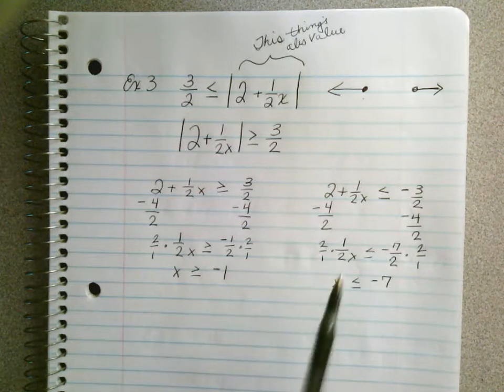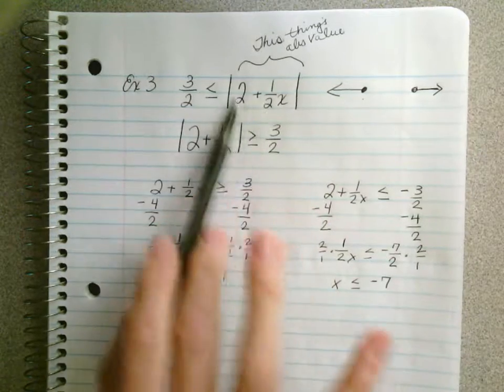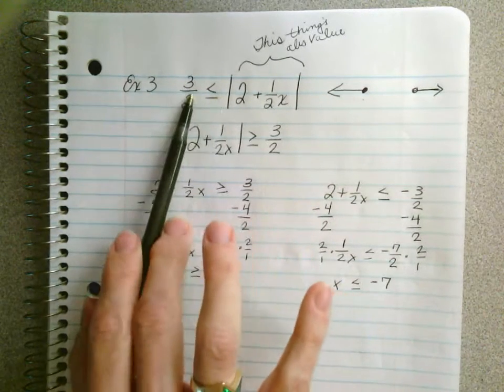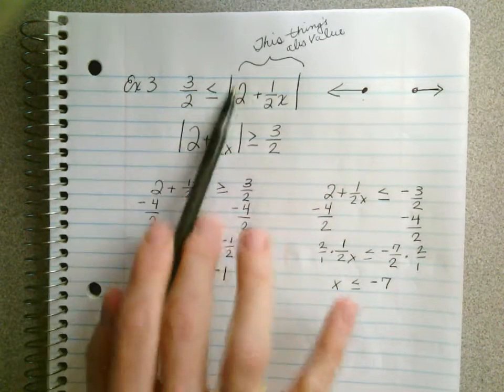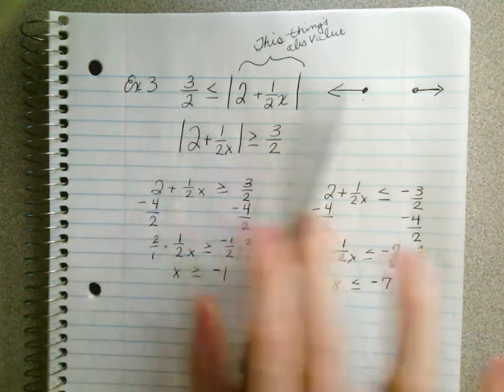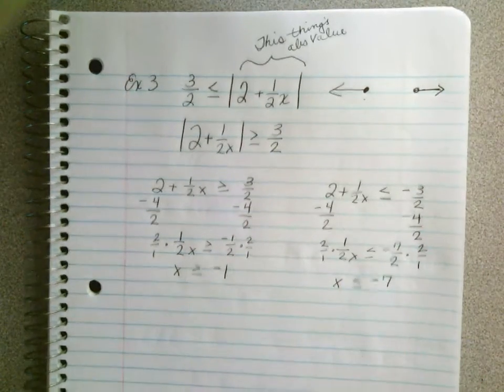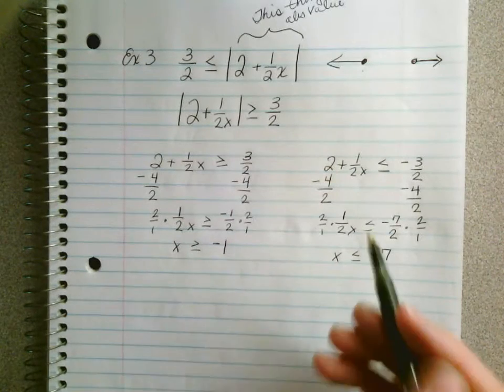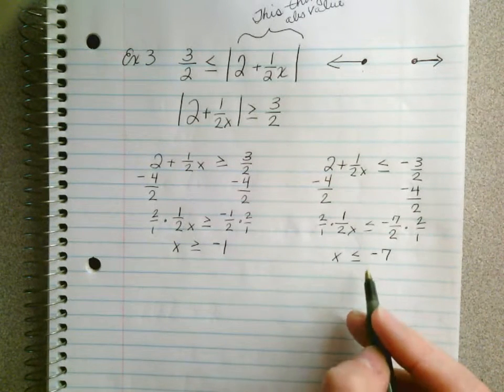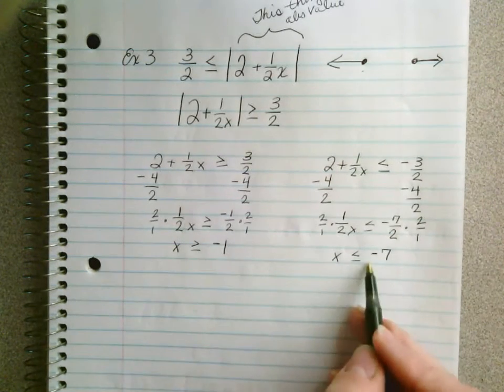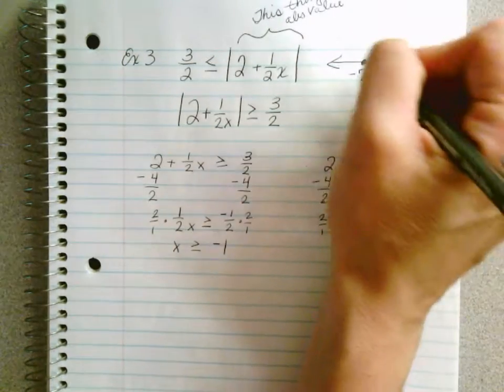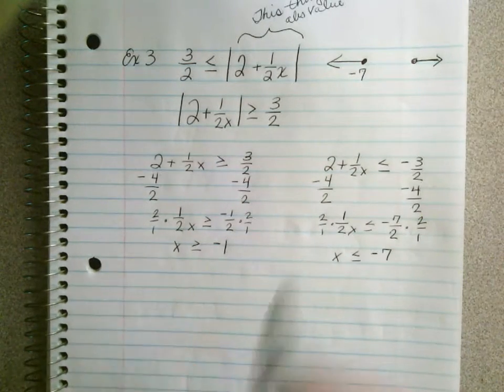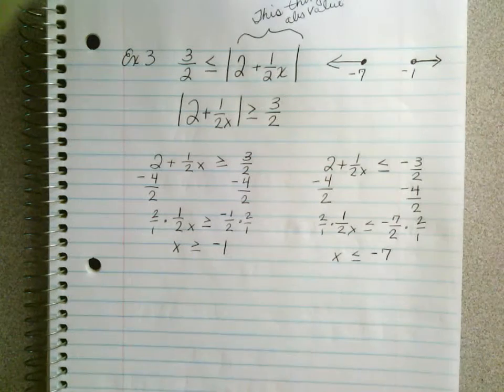Remember how I said because what we're producing produces a greater absolute value than 3 halves? Boom, boom, produces bigger absolute values than 3 halves. The x that you can have that will make that work, anything smaller than negative 7 and anything larger than negative 1.